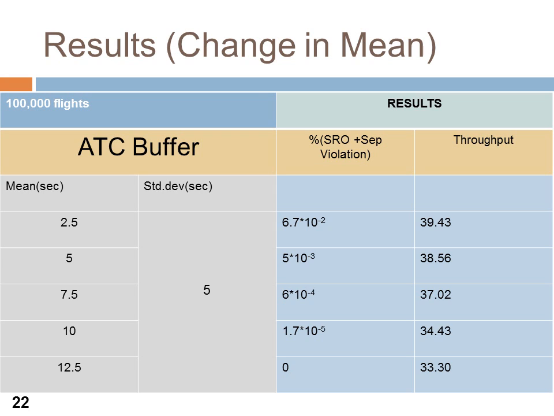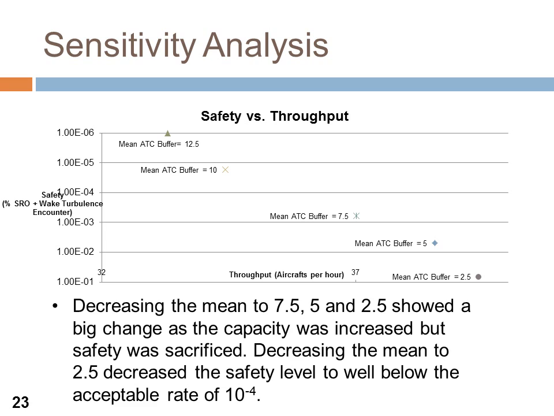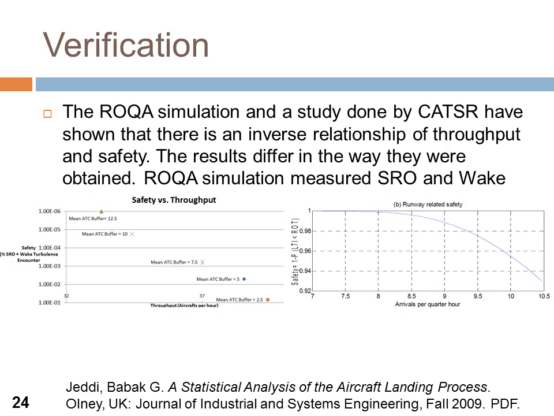As the mean increases, safety level increases, however throughput changes inversely to safety. When the ATC buffer was lowest, at 2.5 seconds, the throughput was at its maximum point of 39 planes. Throughput was lowest at 33 planes when the ATC buffer was increased to 12.5 seconds. So although increasing the ATC buffer mean allowed capacity to increase, safety was sacrificed. Decreasing the mean to 2.5 caused the safety level to drop below the accepted rate of 10 to the 4th.